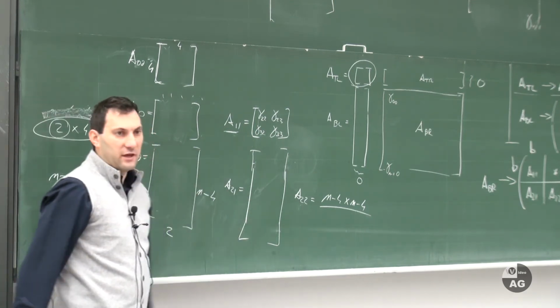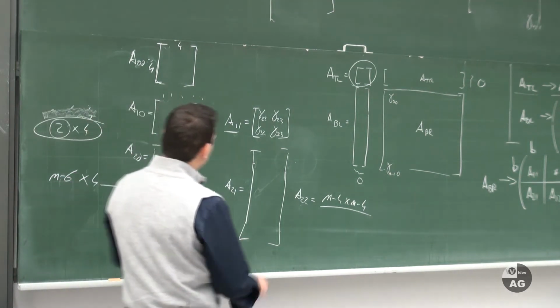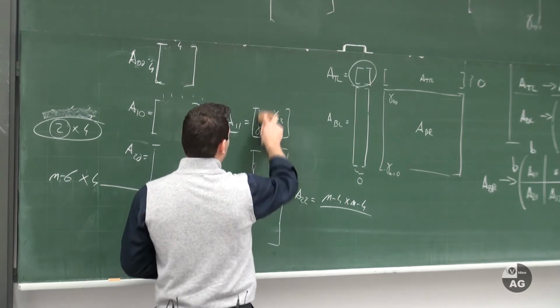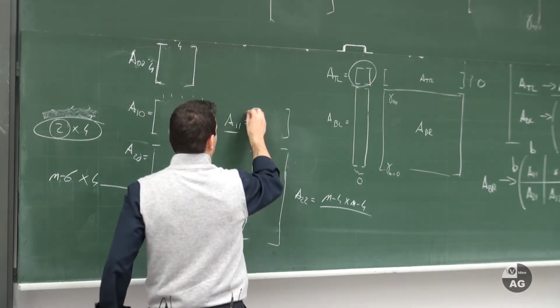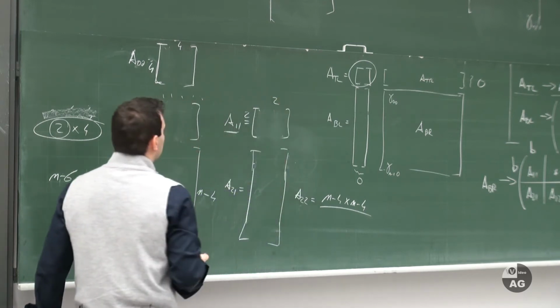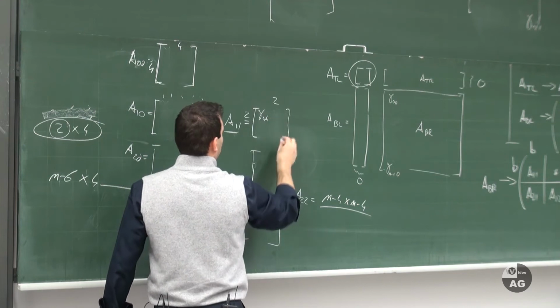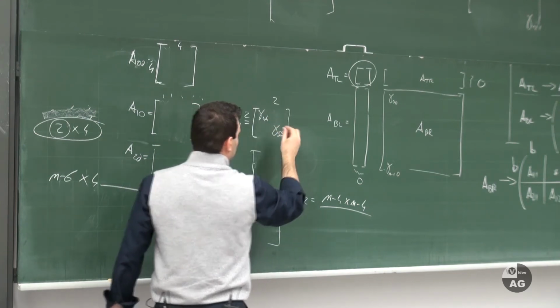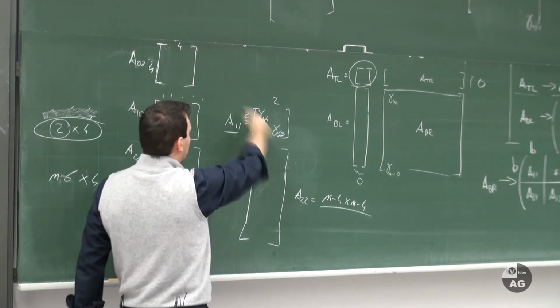What is the size of A11? Thank you. Can we attempt to put some indices? It is 2 by 2. Let's try to put some indices. This is easy because this is 4 by 4, so for sure we are right there.